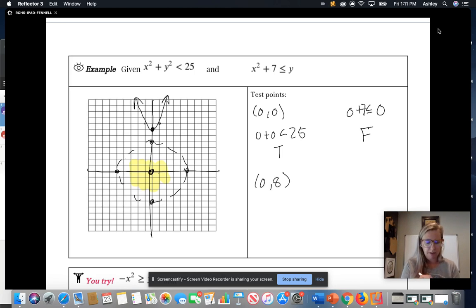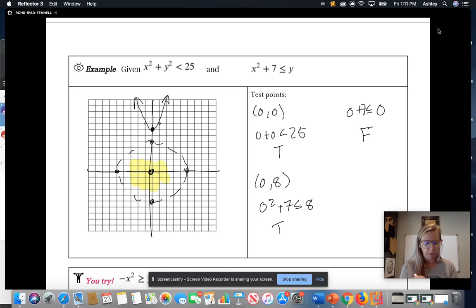So really what I'm testing right now is that pink area that we talked about before, that doesn't really seem like it's going to give us a solution for the circle, but I'm going to try it for the quadratic and see, because I found out outside the quadratic doesn't work. Okay, so 8 squared plus 7 is, oops, not 8, that's my y value, not my x value. Try again. 0 squared plus 7 is less than or equal to 8. Okay, so that is true, right? 7 is less than or equal to 8.